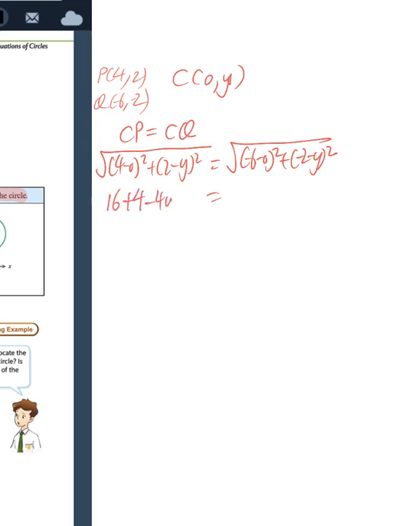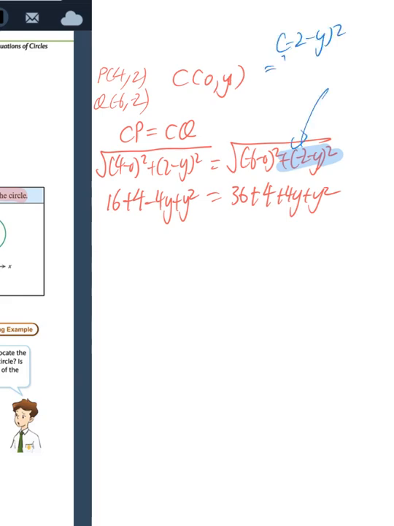Alright, take square on both sides, and then the first term is 16 plus 4 minus 4y plus y squared, and then for this one will be 36 plus 4 plus 4y plus y squared. For the term here, (-2 minus y) squared will be (-2 plus y) whole squared. That should be (2 plus y) squared. Therefore, you will get 4 plus 4y plus y squared.